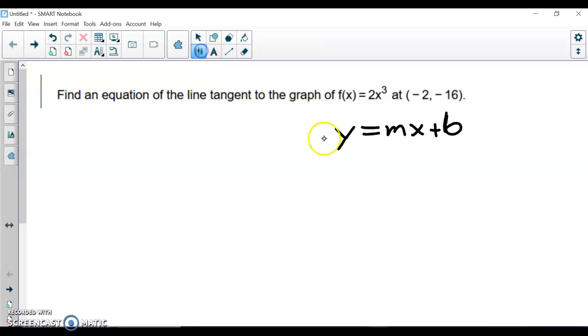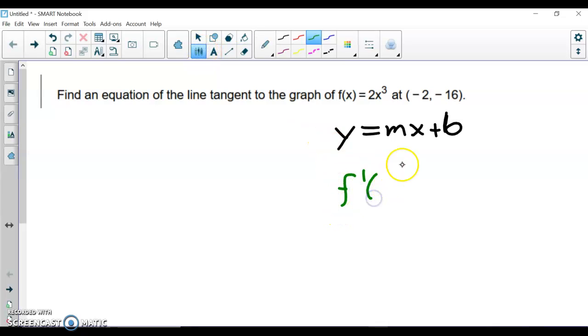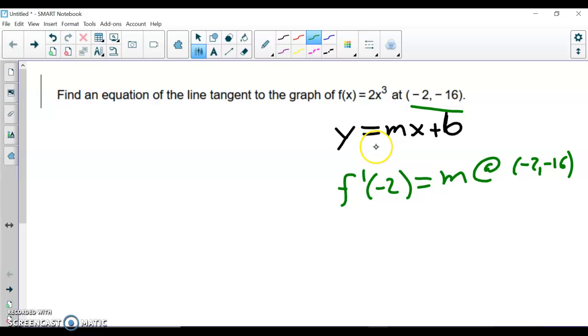So our means of finding slope here are going to be, all right, well, let's just simply get the derivative, and then we're going to plug in our x value, -2, right? That's going to give us the slope at the point -2, -16. Slope of the tangent line at that specific point. So again, they gave us the point. We're going to use -2, -16. We're going to find our slope by taking the derivative and then evaluating the x value.